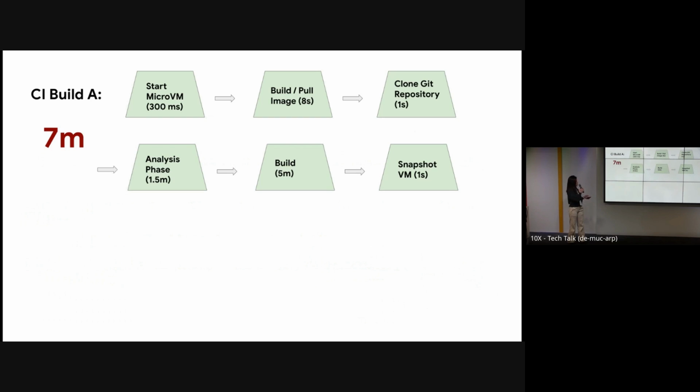So let's imagine a sample CI run. When the workload comes in, you have to start the micro-VM, build or pull the image, clone the Git repo, and do that expensive analysis phase in the build. Let's say this takes 6 or 7 minutes, even with Bazel.